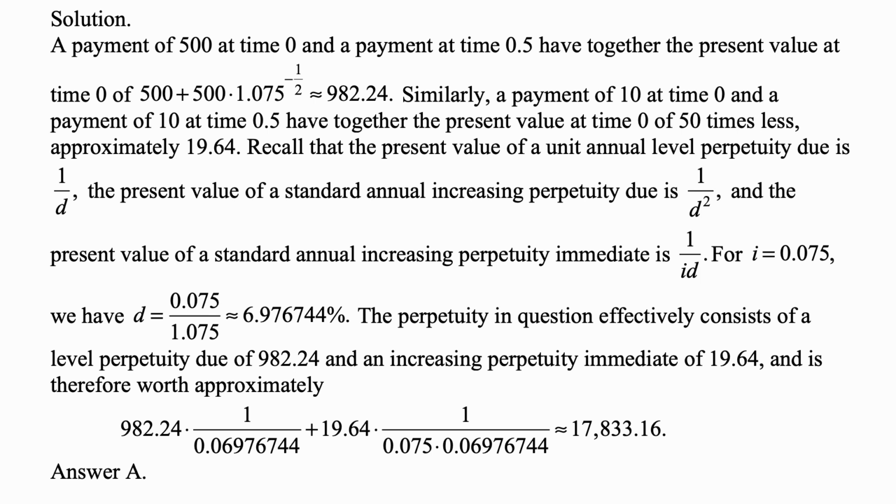So for i equal to 0.075, 7.5%, we have d equal to 0.075 divided by 1.075. That's approximately 6.9767%. And the perpetuity in question effectively consists of a level perpetuity due of 982.24 and an increasing perpetuity immediate of 19.64, and is therefore worth approximately 982.24 times 1 over d, which we just calculated, plus 19.64 times 1 over id, and we just plug in those values, and that's approximately 17,833.16, which is answer A.